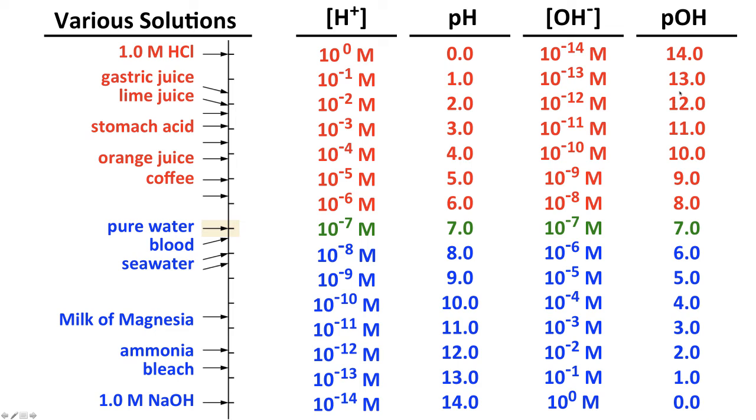hydroxide, if you will, and that is the negative log of the hydroxide ion concentration. So if the hydroxide ion concentration is 10 to the minus 11th molar, the negative log of 10 to the minus 11th is positive 11, so the pOH is 11. And notice that just like H plus concentration times OH minus concentration always equals 10 to the minus 14th, pH plus pOH always adds up to 14.